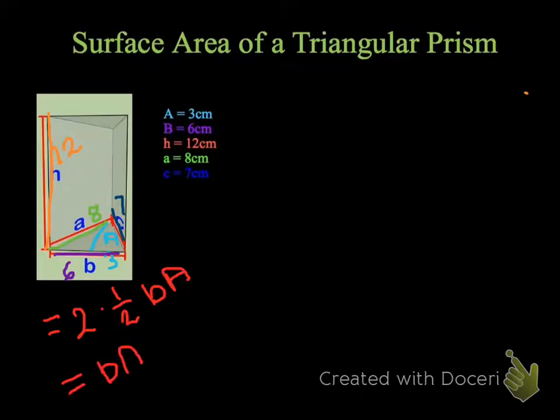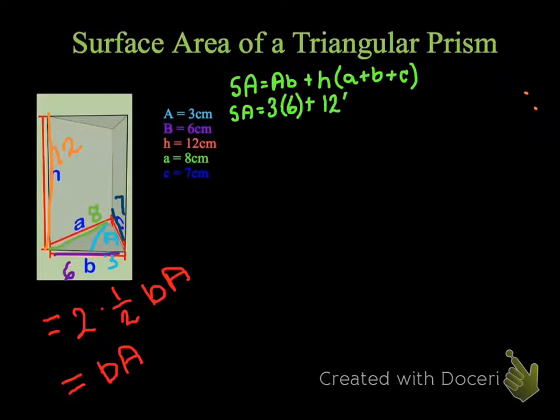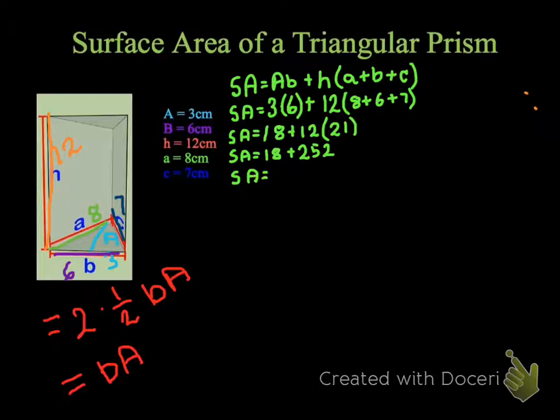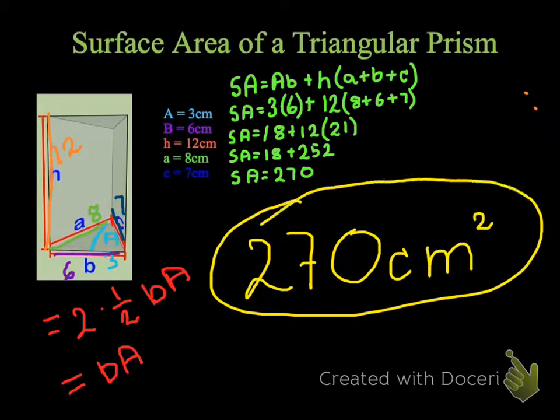Let's plug that into our surface area formula. Surface area equals A times B. The formula for the three faces, which are rectangles, is H times the quantity of A plus B plus C. Let's plug in our numbers and simplify. So we get surface area equals 270 centimeters squared.